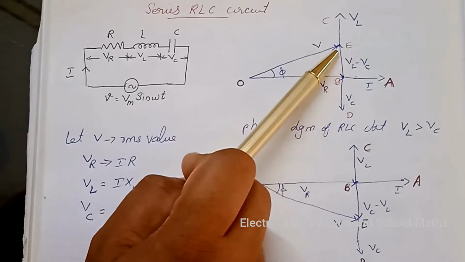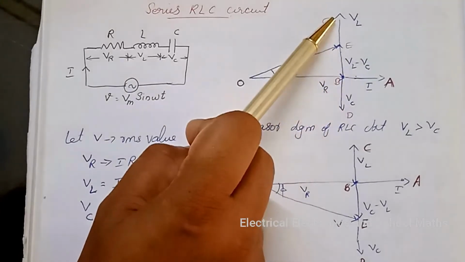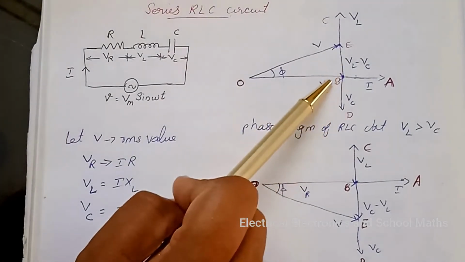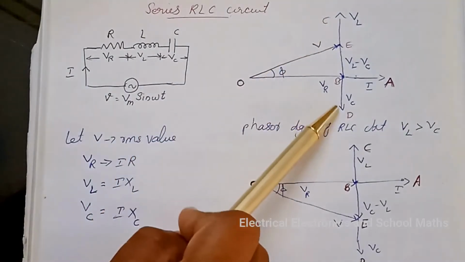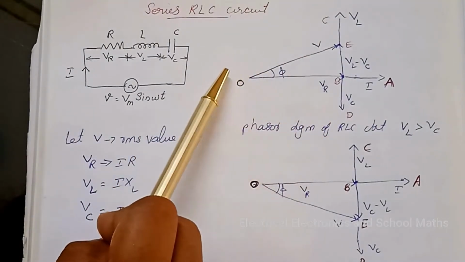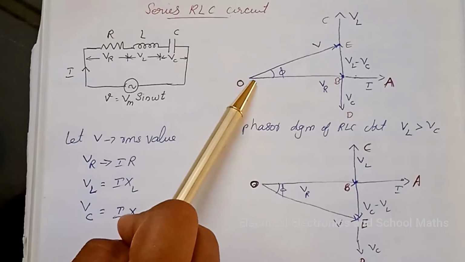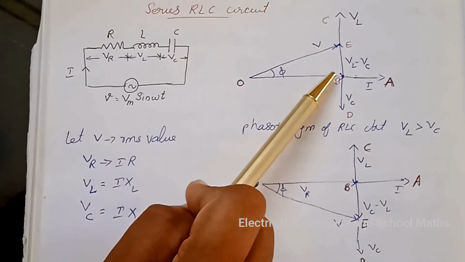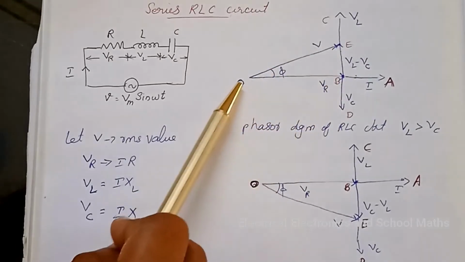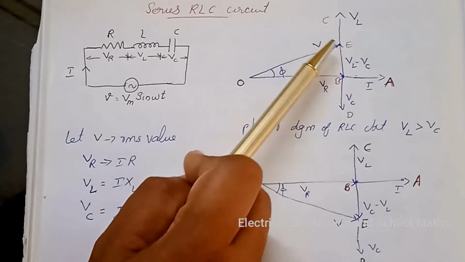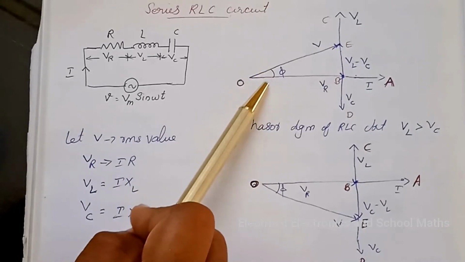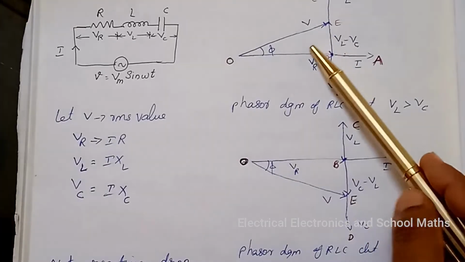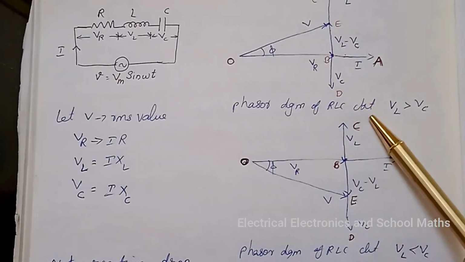That is BE is equal to BC minus BD, assuming BC greater than BD. So the applied voltage will be the phasor sum of OB and BE. That is OE will be the applied voltage. So this is the phasor diagram of the series RLC circuit.